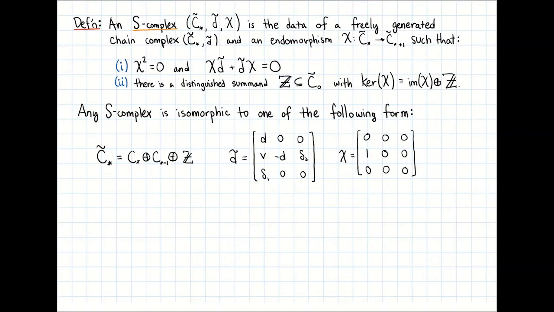It turns out that any S complex is isomorphic to one of the following form. So here, C tilde has a decomposition just as on the previous slide. And here are the non-zero components of the differential D tilde. These components satisfy some relations to ensure that D tilde squares to 0. And the map chi maps C star to C star minus 1 isomorphically. In particular, you can see where the image and the kernel of chi are.